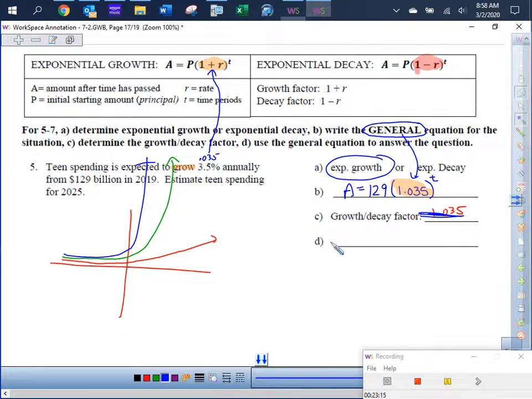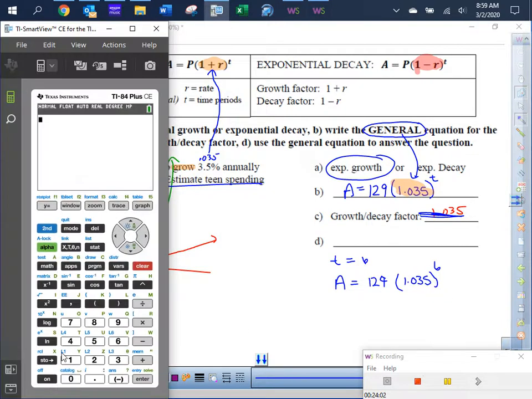So what we'll do on part D is answer the question. So estimate teen spending in 2025. I'd like you to show me what T is going to equal, and I kind of already got the cat out of the bag. Isn't T going to equal 6 in that case? Right? Time has been 6 years. So what I also ask you to do is write this down. Show me what you're punching in the calculator, because we'll let the calculator do all the work, but I can't grade your calculator. I can only grade your paper. So we'll do 1.035 to the 6th power, because 2025 minus 2019 is how I got that. And we'll go punch him in.